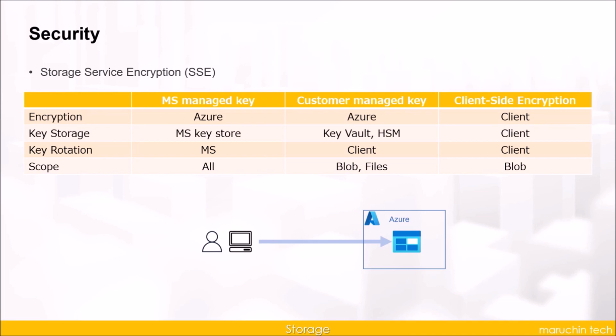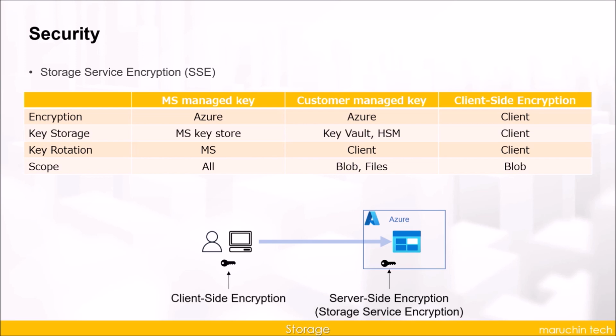You can use several encryption methods for storage services. Storage Service Encryption, SSE, automatically encrypts your data before persisting it to Azure Storage and decrypts it before retrieval. Client-side encryption allows you to encrypt data within your client application before uploading it to Azure Storage and decrypt the data when you download it. These are the encryption methods for data at rest. In addition to this, Azure Storage provides HTTPS encryption for data in transit by default.